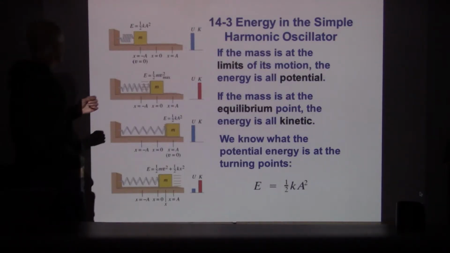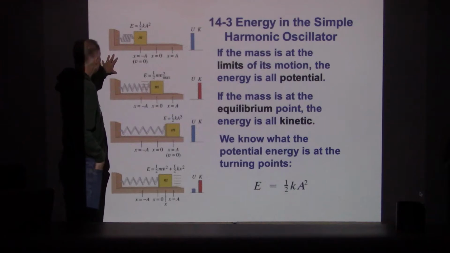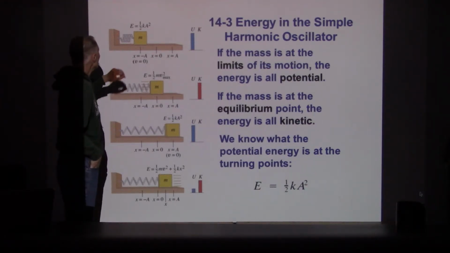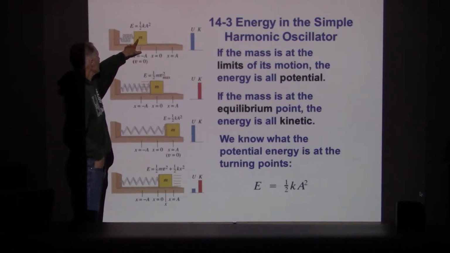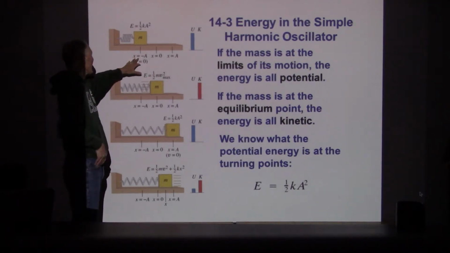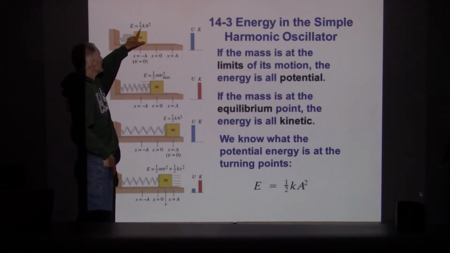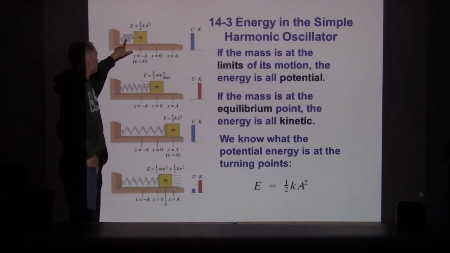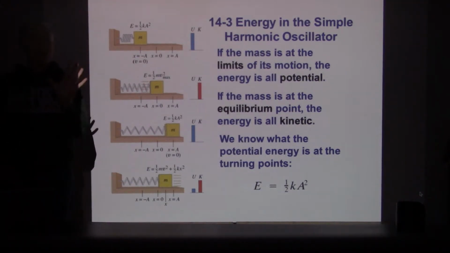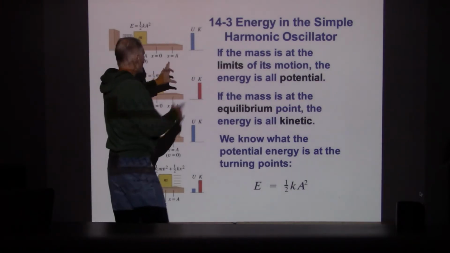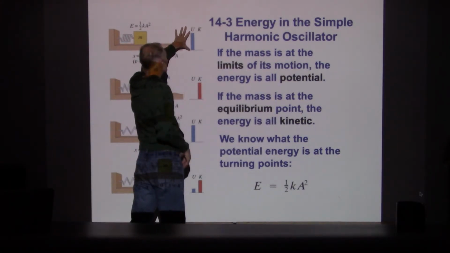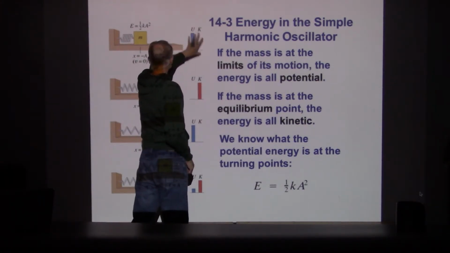So here we go again. Here is that picture that we keep coming back to. Now they're doing this in terms of energy. At full compression, at full amplitude, the energy is entirely potential energy stored in the spring. The spring is as compressed as it ever gets, and the velocity is 0. So at this point, we have these little bar graphs. It's all potential, none of it's kinetic.